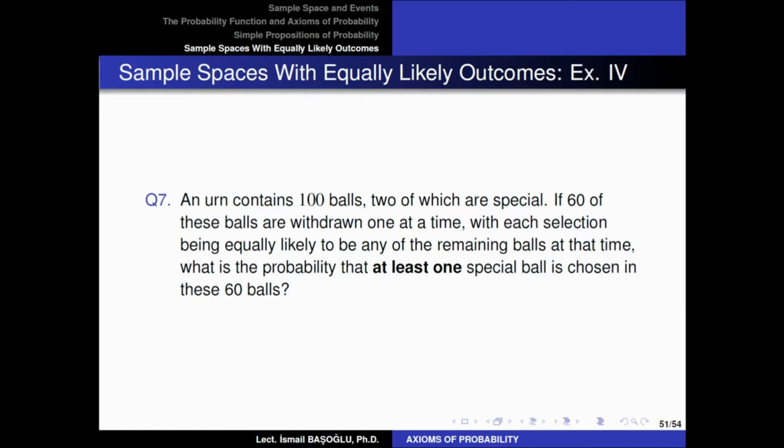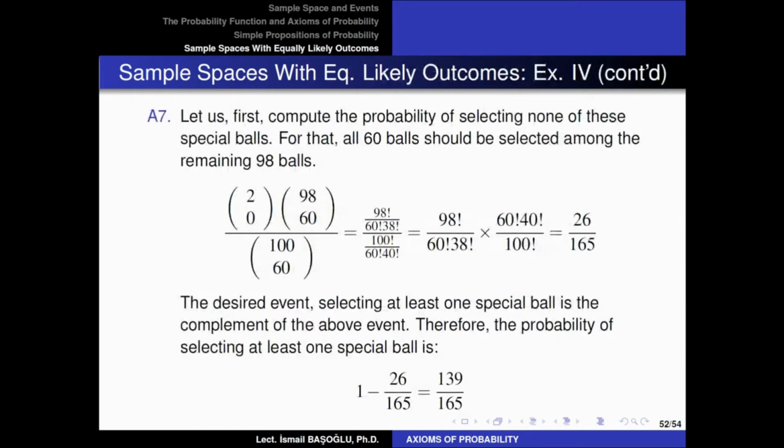So the question here is this. You are selecting 60 balls randomly out of 100 balls. What is the probability that at least one special ball is in the chosen 60 balls? So what is the probability that you come up with at least one golden ball? Okay, so how do you calculate this?